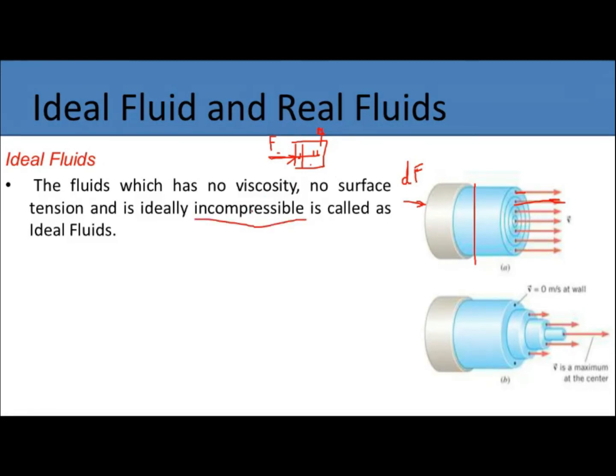So that type of fluid is called an incompressible fluid. An example of incompressible fluids are all liquids. Water is incompressible, oil is incompressible, honey is incompressible, petrol, diesel, etc.